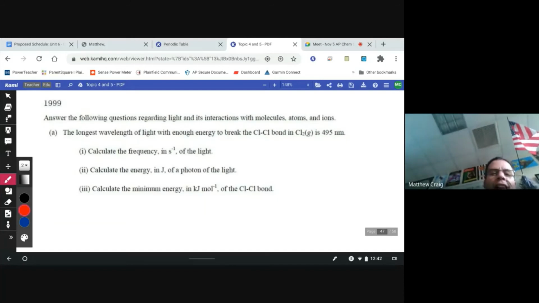All right. A, the longest wavelength of light with enough energy to break a chlorine single bond is 495 nanometers. I, calculate the frequency.